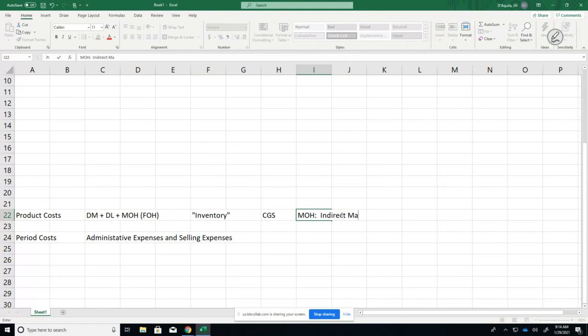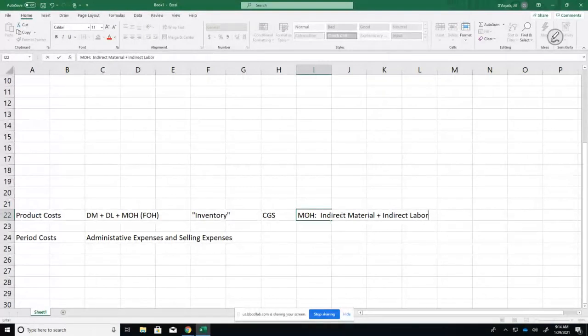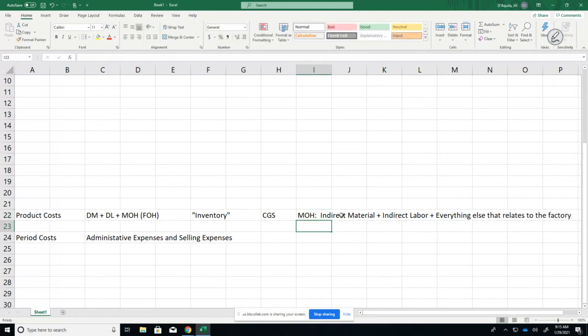Indirect materials, right? Plus indirect labor. So those are the small things that we can't directly trace to a product. Plus everything else that relates to the factory. And in our case, we're not a manufacturer. We're a product, you know, with anything that relates to teaching.